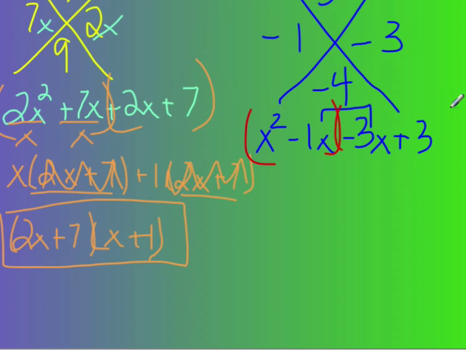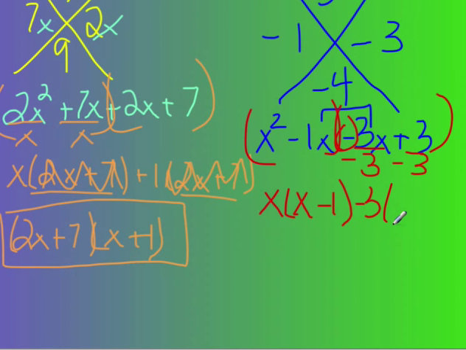So I'm going to make my 2 groups. Between x squared and negative 1x, I can divide out an x, so then I'm left with x minus 1. Here I notice that there's a negative sign, so I need to take out a negative GCF. So then I'm dividing each of those terms by a negative 3. And when I do that, I'm left with x minus 1.